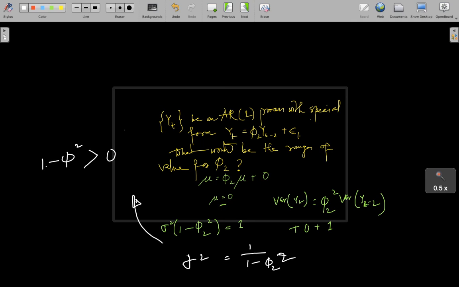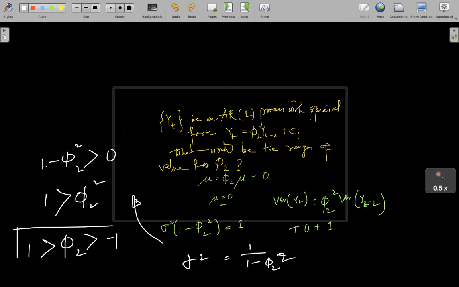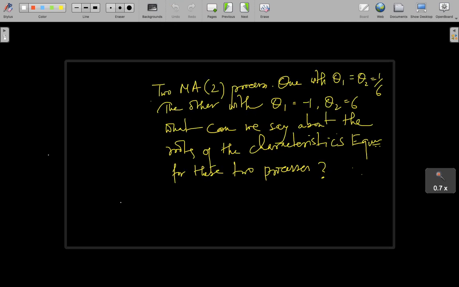Now if that is the case, then phi 2 square is always going to be less than 1, which means phi 2 will have a range from minus 1 to 1. So that's basically the range of values for phi 2, right? So that's what you need for the above process to be stationary. Okay, now let's look at another problem.